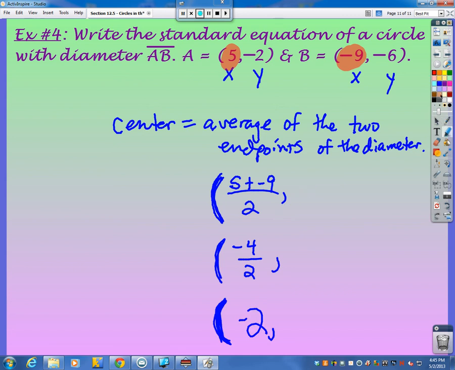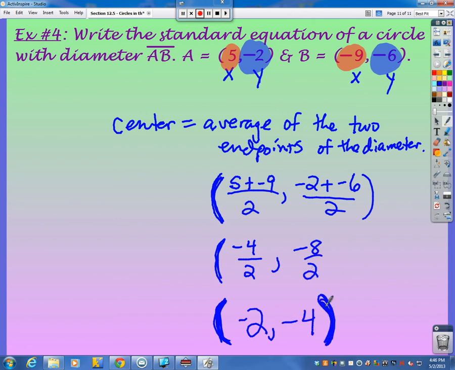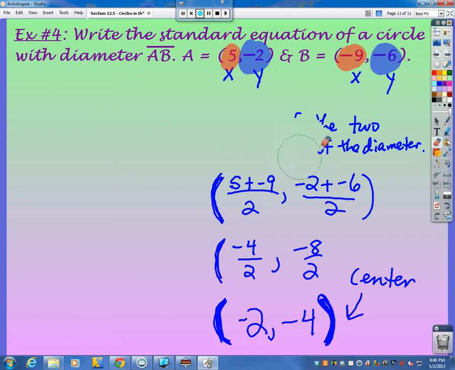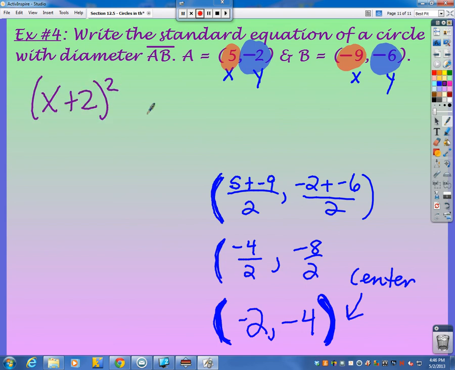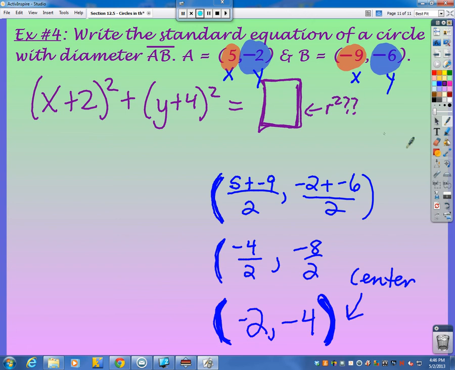Okay, now I do the same thing for my y-coordinates. I want to average them. What's the average of -2 and -6? And divide it by 2 because there's 2 points, or 2 y-coordinates. So -2 plus -6 is -8, divided by 2. -4 is the average in the y-coordinates. So this now represents the center of my circle. All right. So now I can go ahead and start to write the standard form of the equation of this circle. We know we're going to have x plus 2 squared plus y plus 4 squared. And again, we just need to figure out what is that r squared value.